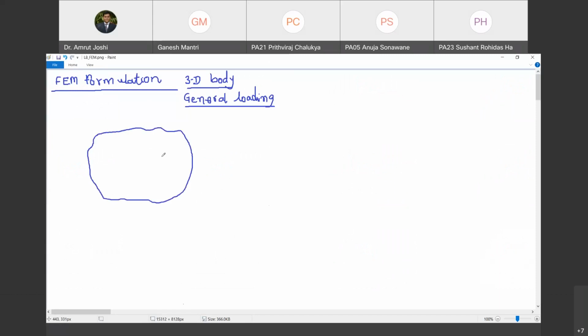Are you with me, Ranjit? Yes, sir. Okay. And on this body now, I'm going to show two things. One is support conditions, or we also call them boundary conditions. Are you with me? Yes, sir. So I am going to call it as a support. And second thing is loading.